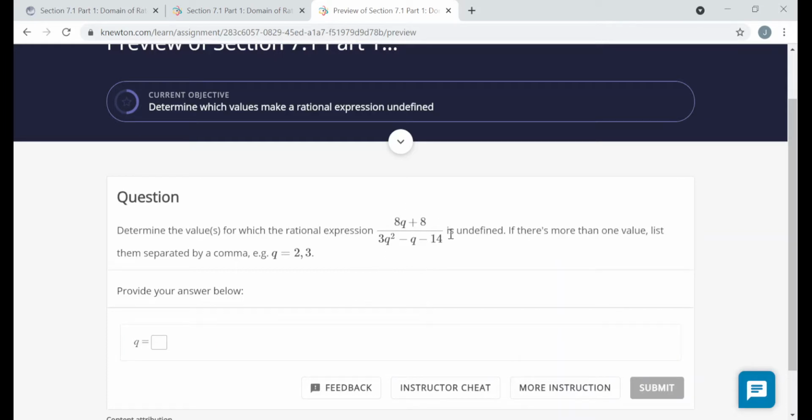So I'm not going to write the entire fraction this time. I'm just going to write the denominator equal. When is that equal to 0? And we'll solve that equation. And those will be the values that make the expression undefined, make the denominator 0.